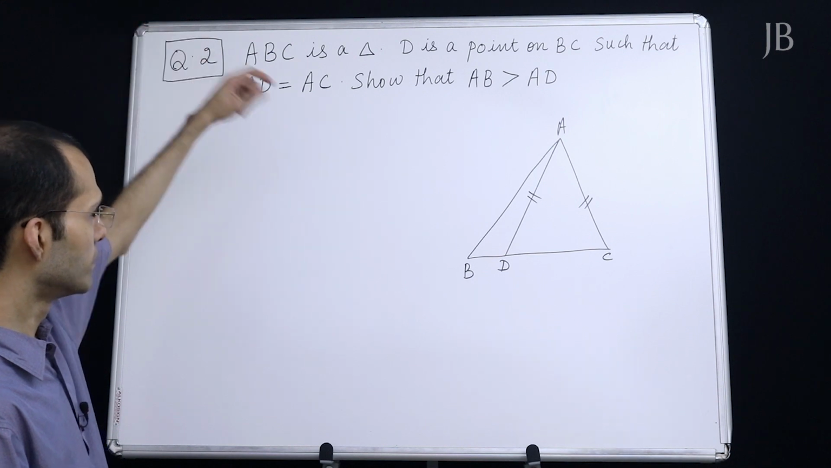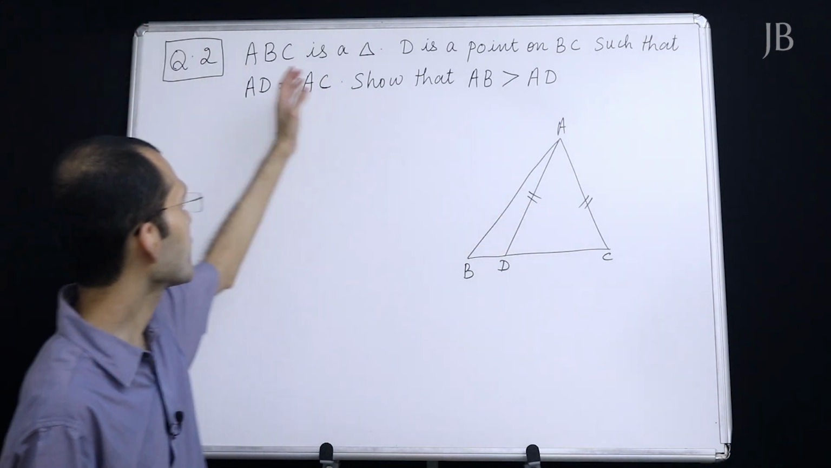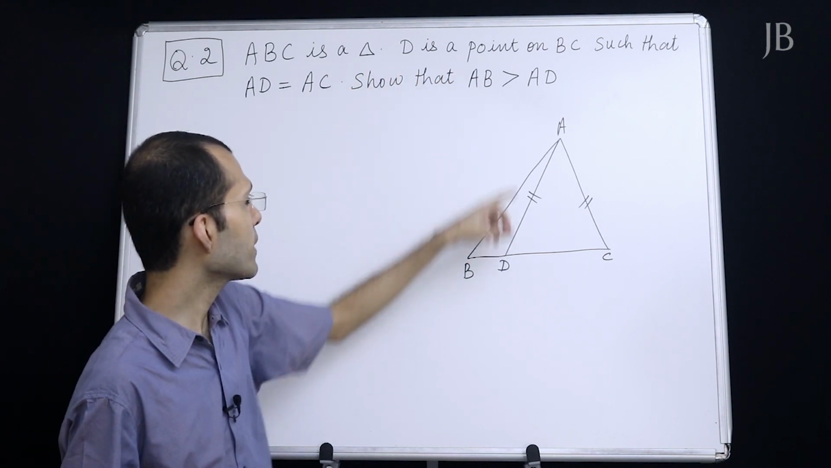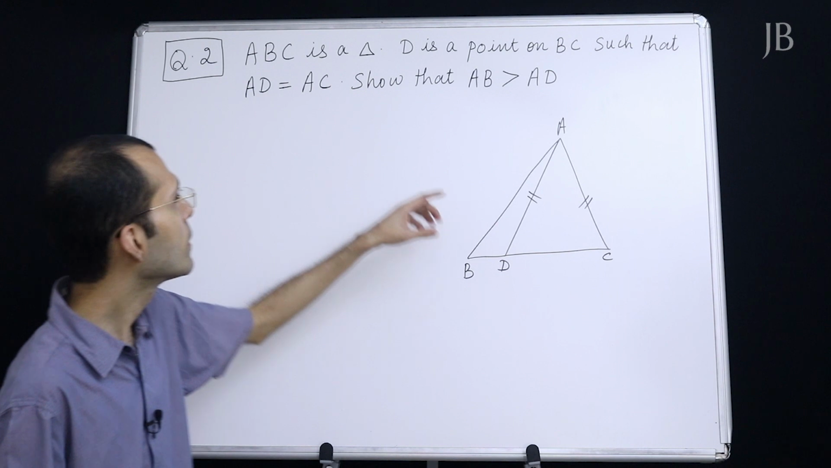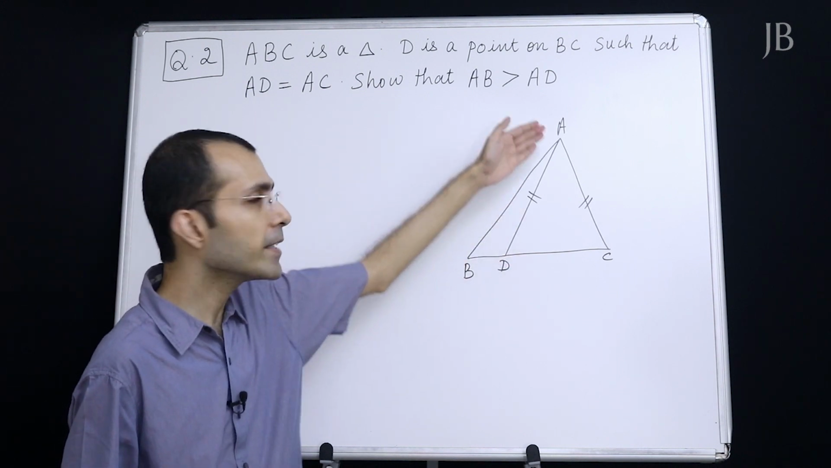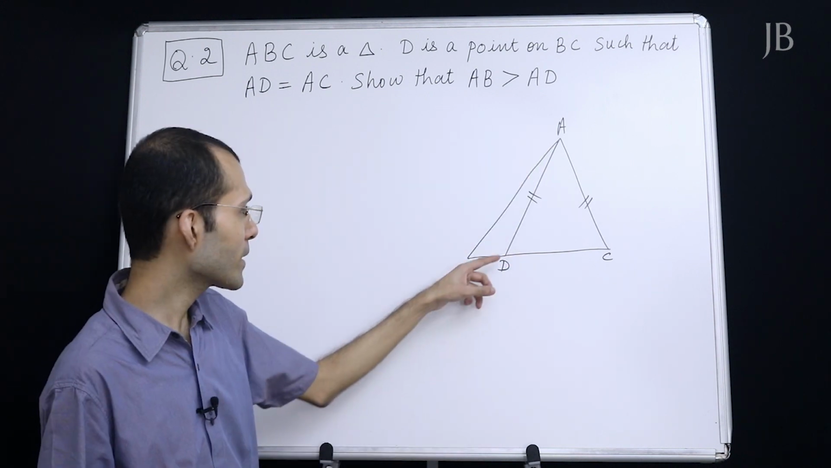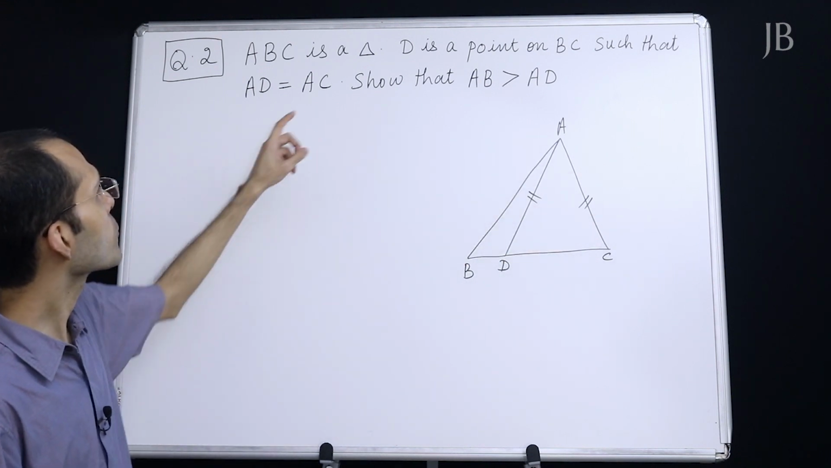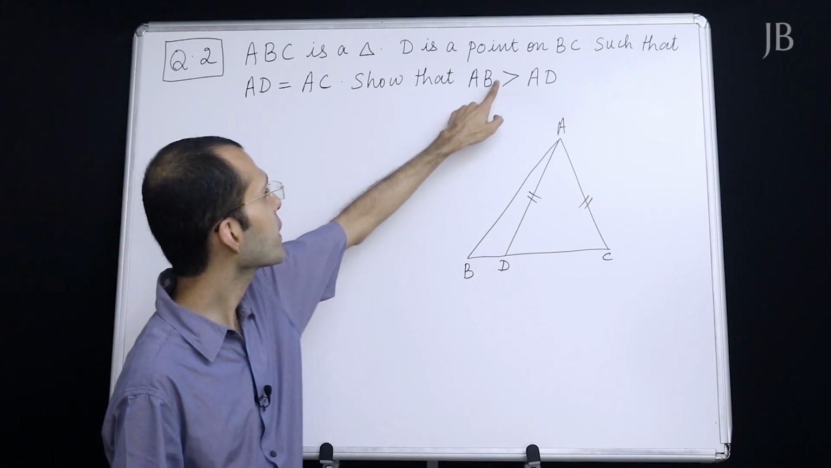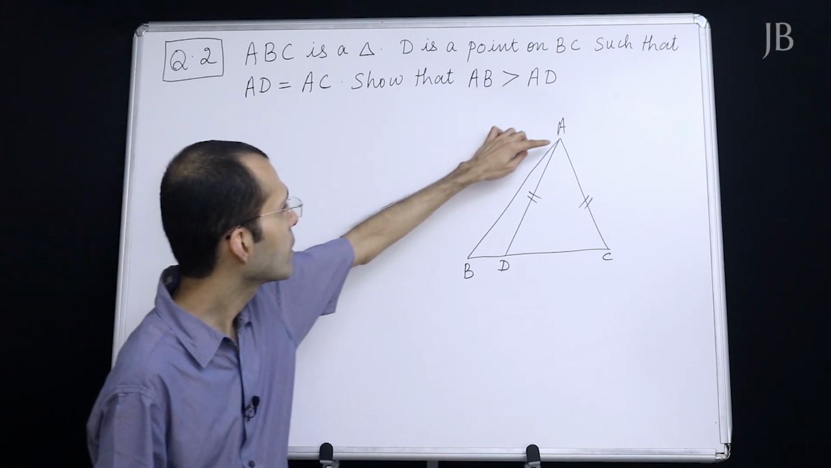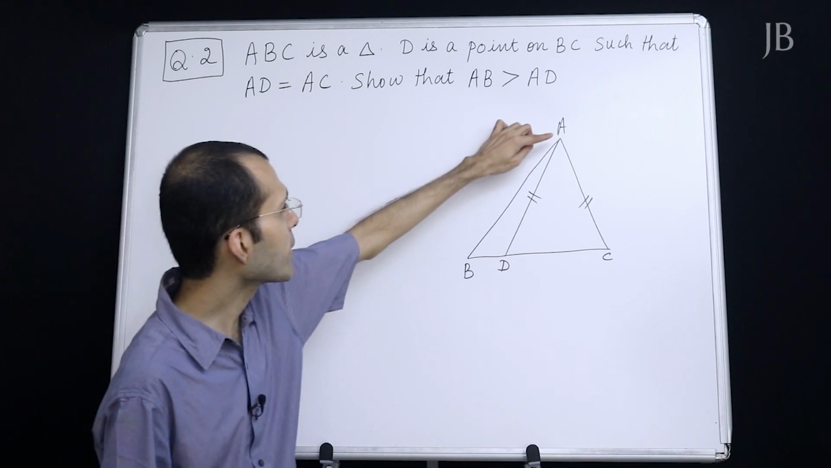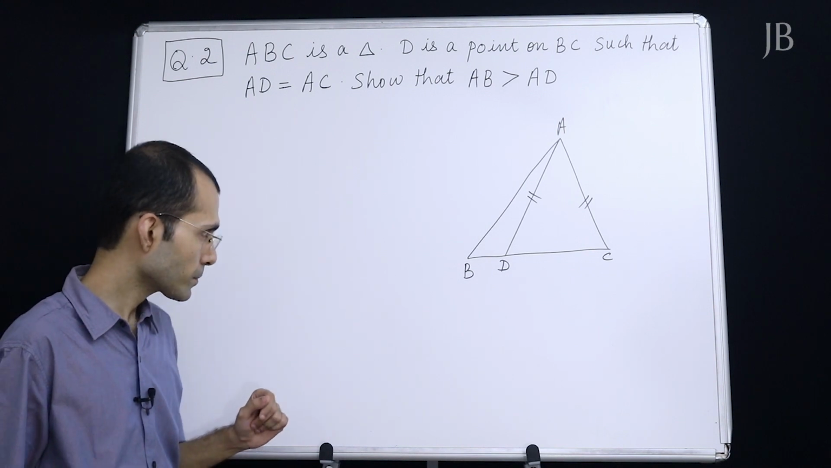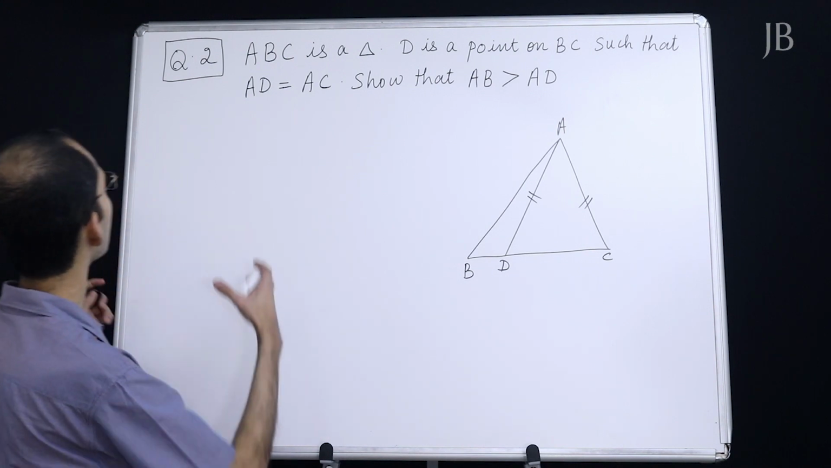Question 2. ABC is a triangle. The diagram is already drawn and given to you. D is a point on BC such that AD equaling AC. Okay. To show that AB greater than AD. AB greater than AD. This is what we have to prove. Fine. How do we go about?